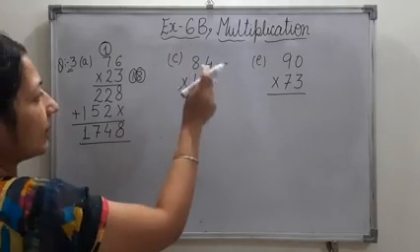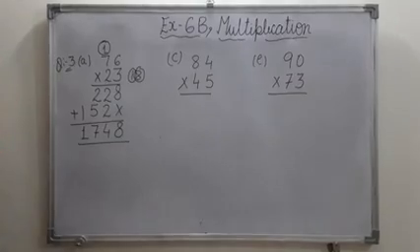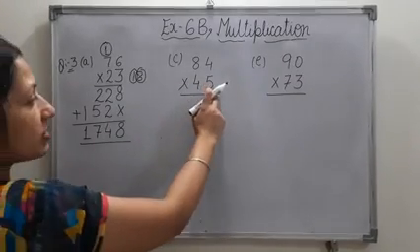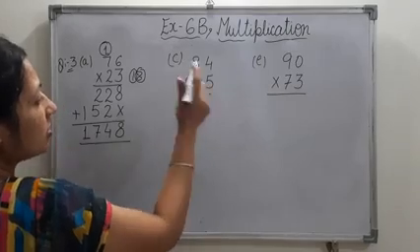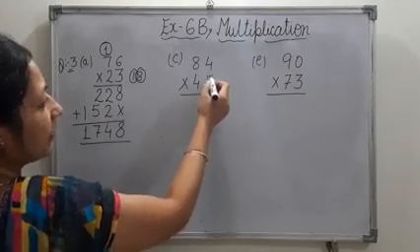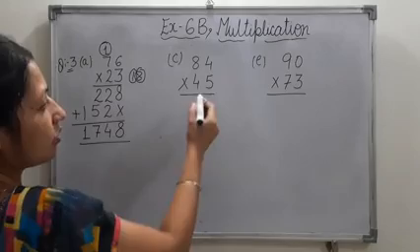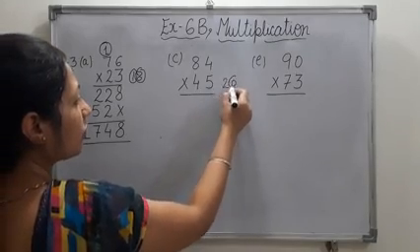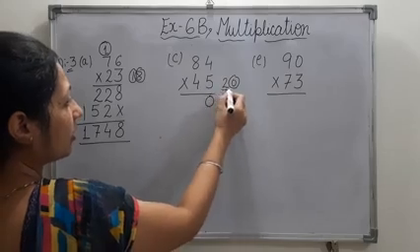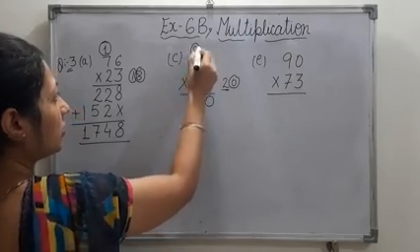Let's do C part. In C part 84 is the multiplicand and 45 is the multiplier. So start, 5 4s are 20. So we will write the ones place digit here and the tens place digit is carried over here. Okay.